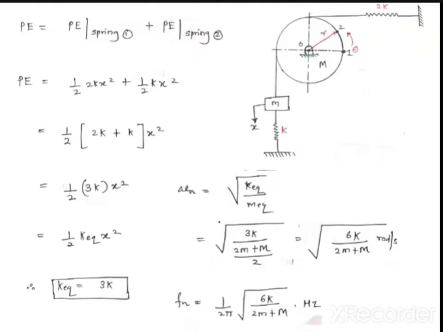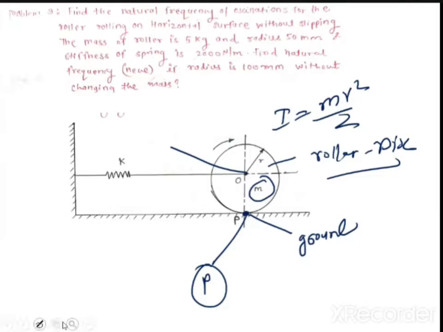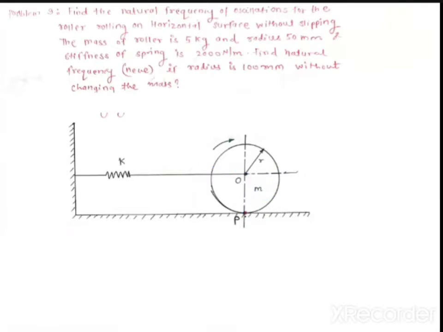What was there in the previous problem? What was your center? The instantaneous center was O. If you draw this figure like this, O was your point where you were getting the angular displacement theta, that is 1 and 2. So O was your center where the pulley had an angular displacement theta. But here in this problem, you have to understand that P is the center.